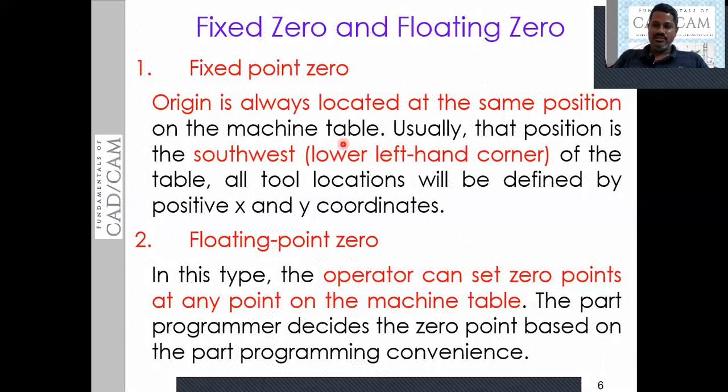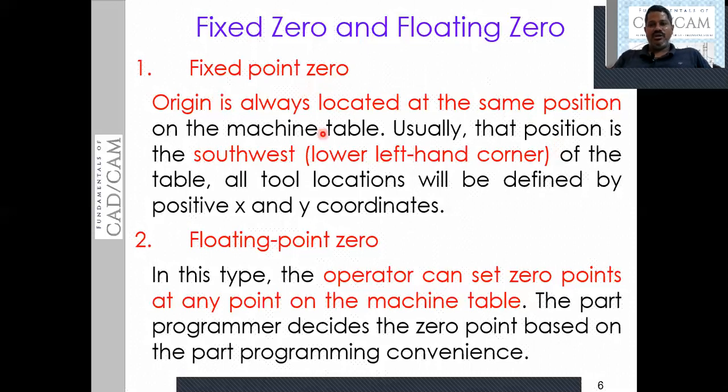Normally, in any of the machines, the bottom left corner or the southwest corner will be taken as the fixed 0 point. If you want to adopt the fixed 0 point system, the bottom left corner, the southwest corner, will be taken as the fixed 0 point, and all the x and y coordinate values in that program will be positive, because we are already keeping the 0 point at the bottom left corner. Whatever values we are referring to will be positive. So there are no negative values in the case of fixed 0 point.